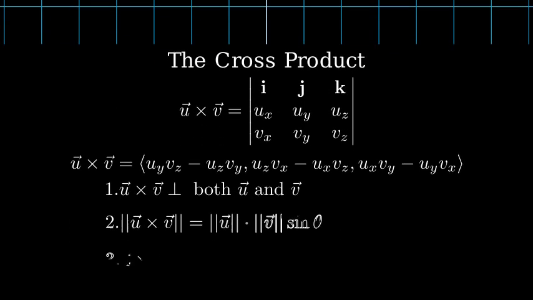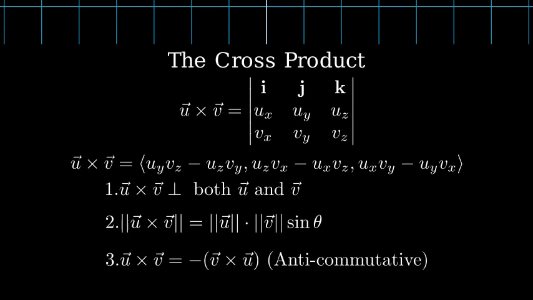The cross product has several key properties. First, it creates a vector perpendicular to both input vectors. Second, the magnitude of the cross product equals the product of the magnitudes of the two vectors times the sine of the angle between them. This magnitude also equals the area of the parallelogram formed by the two vectors. Third, the cross product is anticommutative, meaning u cross v equals negative v cross u.